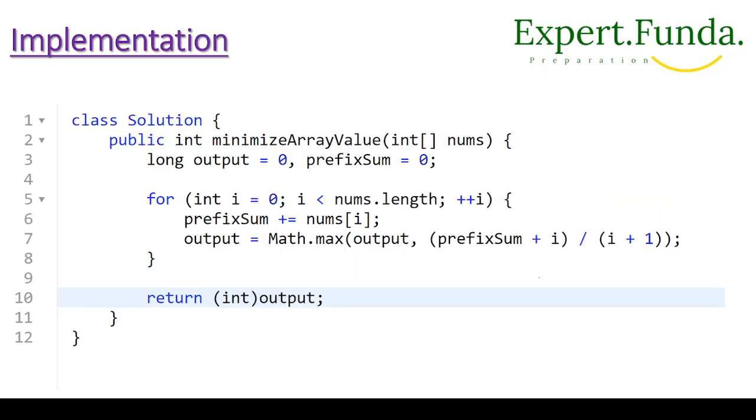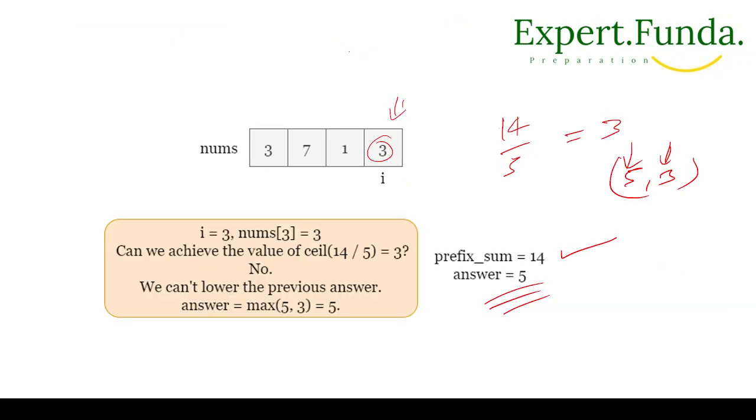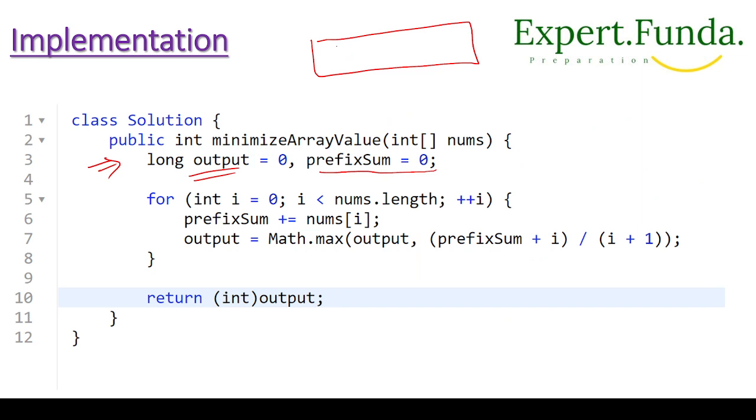So coming back to our implementation, first of all, we'll take one output, that will be 0. Then we will take the prefix sum. So we'll take one array, let's suppose the array that we have seen already. The array was 3, 7, 1, 3.